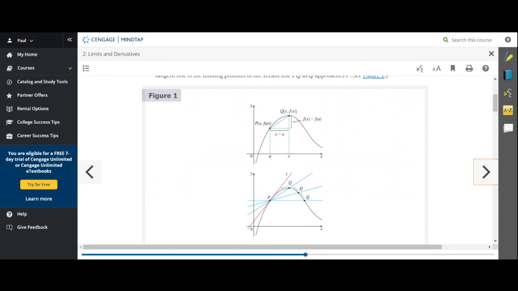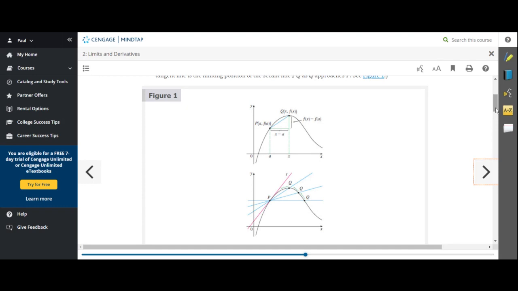Are there any questions on figure 1? Are there any questions on what they're doing there before we move on? Excellent. Thank you, Nicholas. Thank you, Ian, Anna, Lynn. James, excellent. So John says the closer Q is to P, the closer to the tangent. That's exactly right.